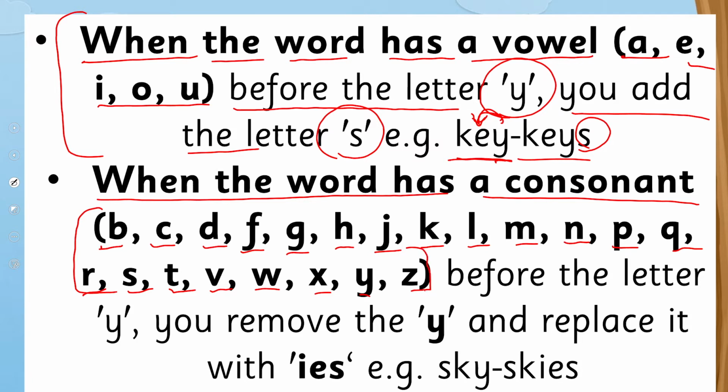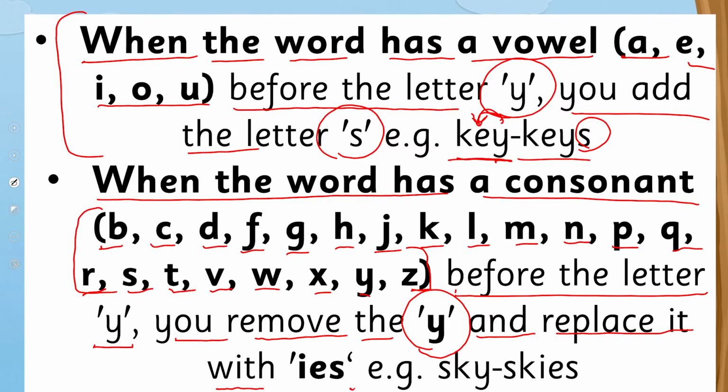So if any of these letters appear before the letter Y, you remove the Y and replace it with IES. Are you getting it? You'll remove Y and you'll add IES. For example, sky, skies, IES is there. We removed Y and we added IES.